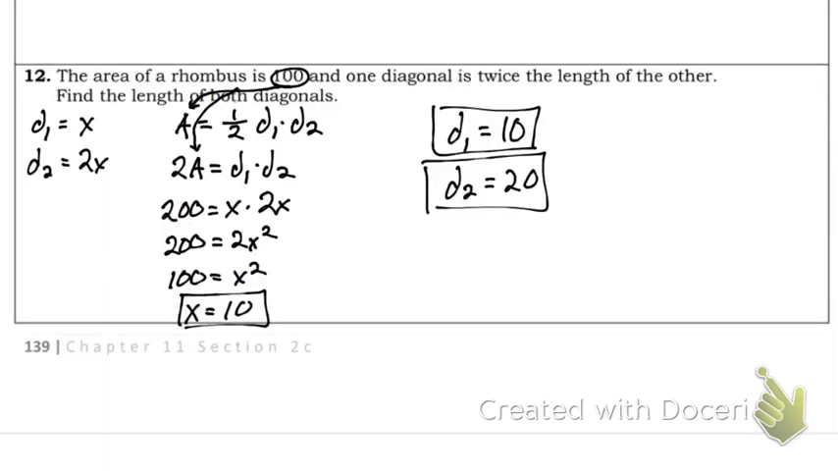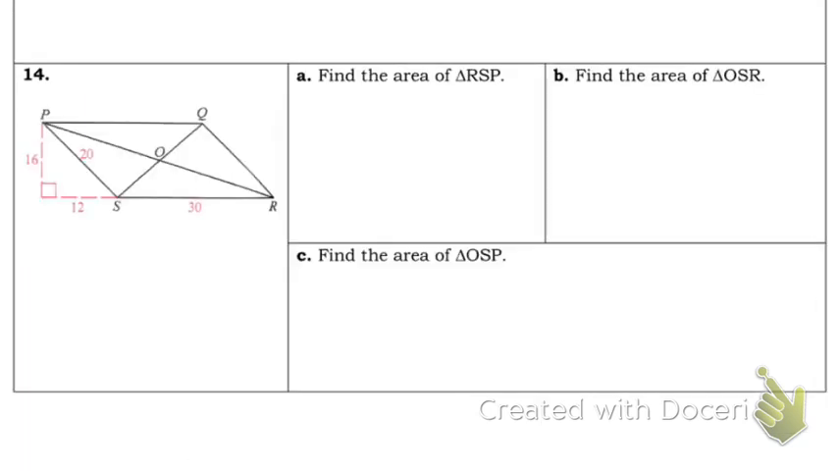The C. 14, the C and the what? B? Well, B was the same. I was confused. Oh, okay. So you found the area of RSP, right? Did you find the area of RSP? Yeah. Okay. So we can just start from there. The area of RSP is 240.